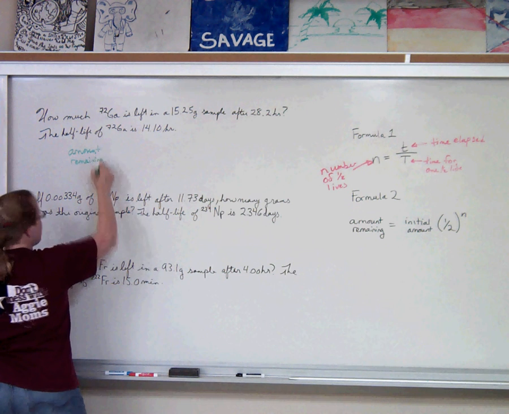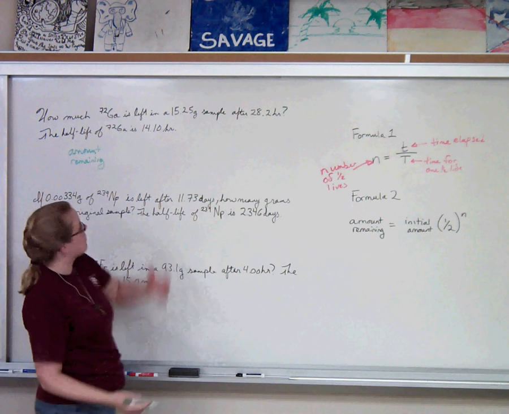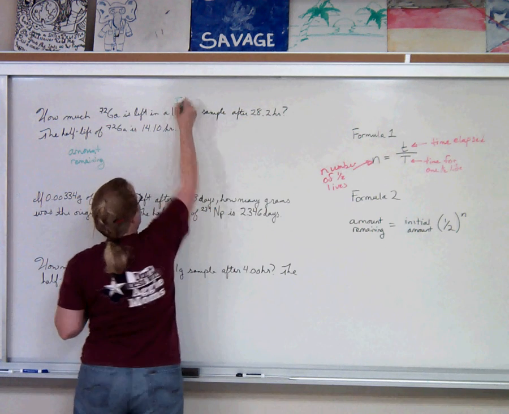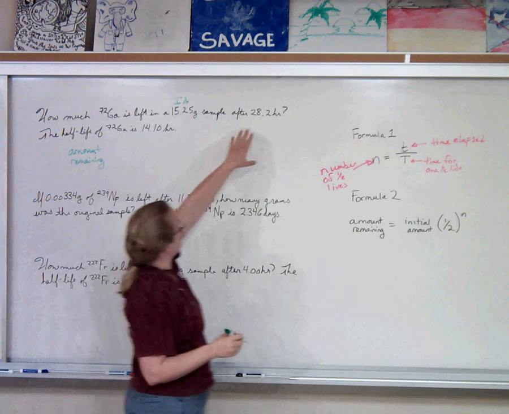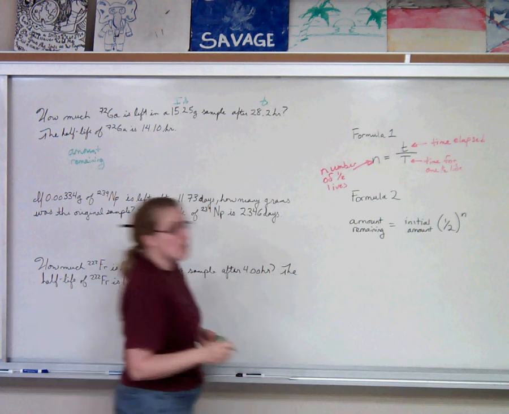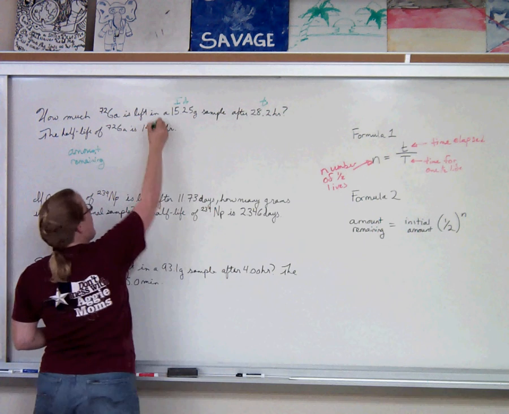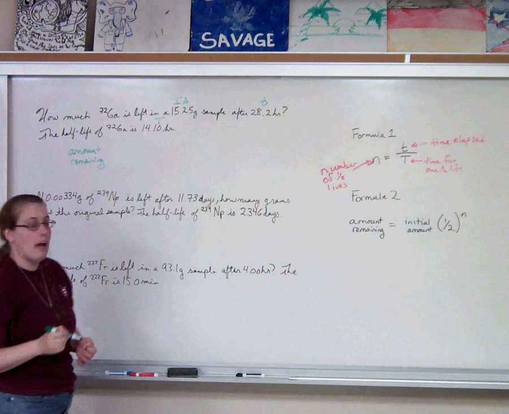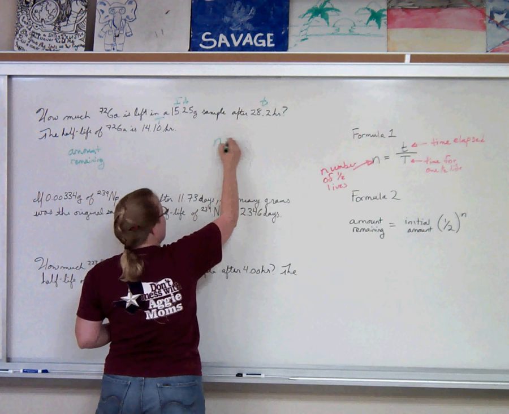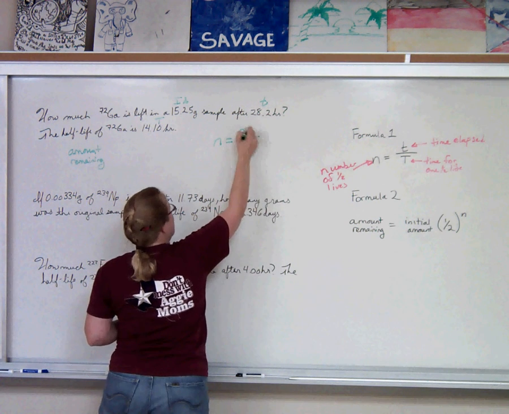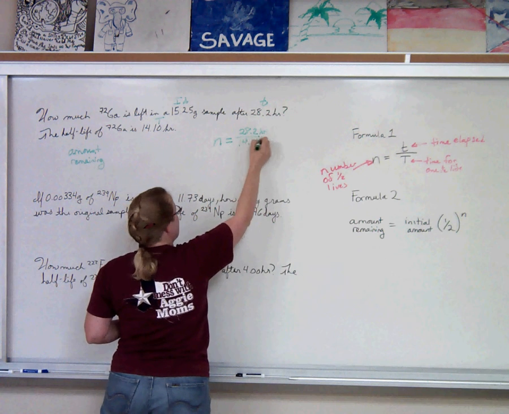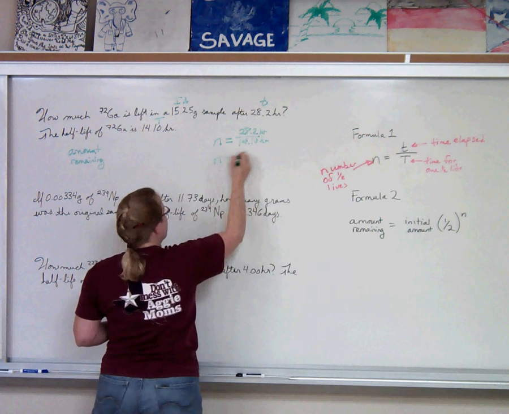If we want to know amount remaining, we need to know everything else. 15.25, that's our initial amount. 28.2 hours, that's our time elapsed, so lowercase t. 14.10 hours, that's our capital T. That is our time for one half-life. So let's fill this in. Our number of half-lives equals 28.2 hours divided by 14.10 hours, and that'll give us a number of half-lives of 2.